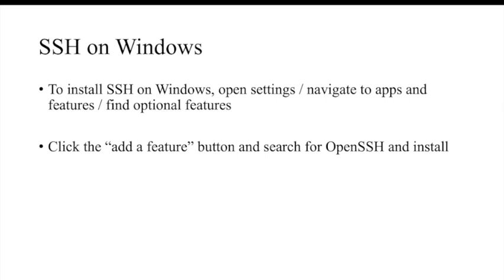SSH on Windows. To install SSH on Windows, open Settings, navigate to Apps and Features, find Optional Features, click the Add a Feature button, and search for OpenSSH and install.